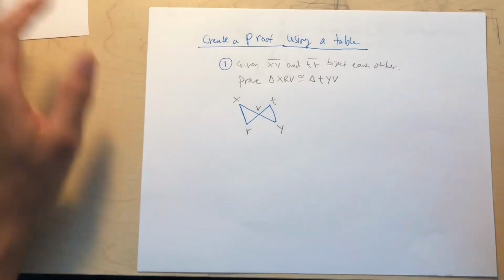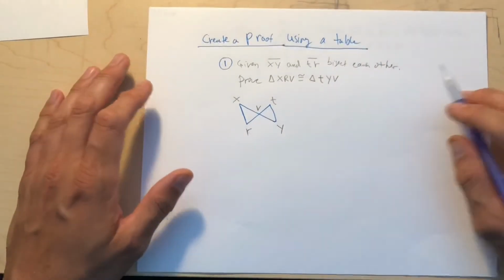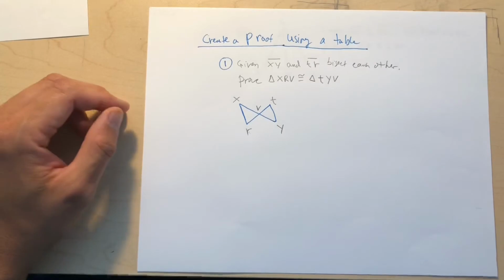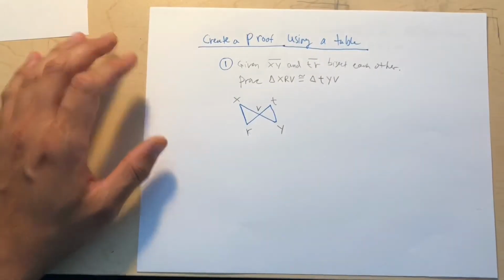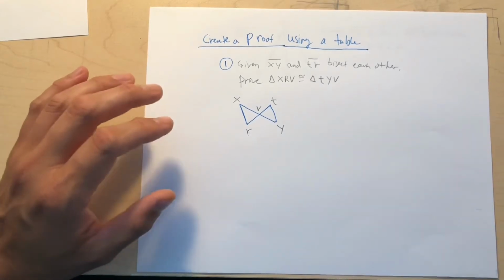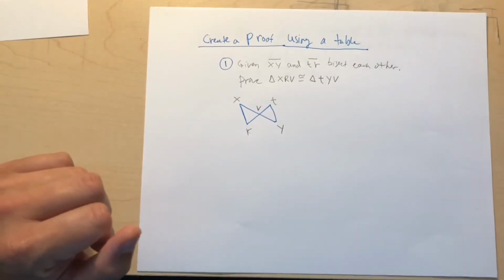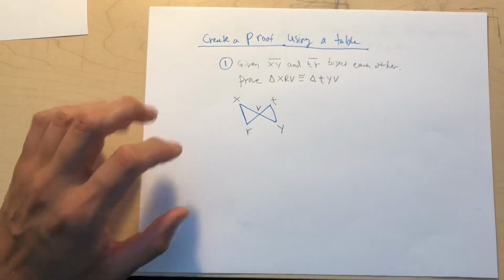Okay, so let's take a look. It says given XY and TR bisect each other. Okay, so that's given. And we have to prove that this triangle is congruent to that triangle. We're going to use a table today, okay? Before we get started though, we want to know what type of conditions we're going to use for why those two triangles are congruent. So let's go ahead and take a look first.